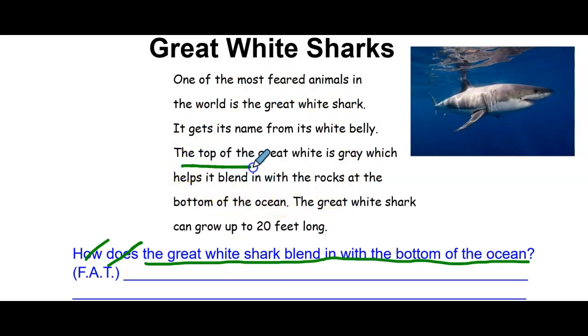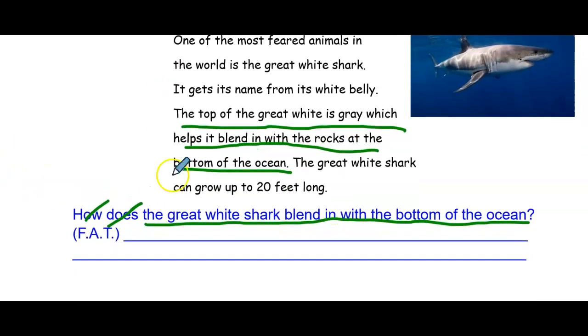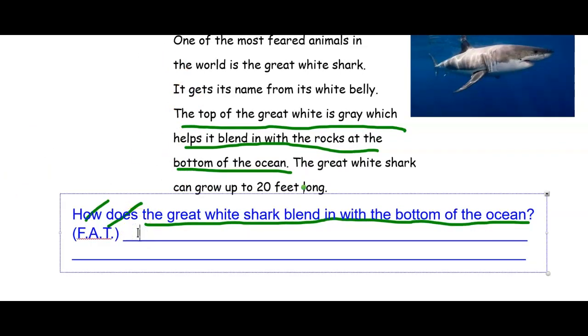I see something here. The top of the great white is gray, which helps it blend in with the rocks at the bottom of the ocean. Boys and girls, that's our answer. So I'm going to flip the question into an answer the question, and then tell where I found the answer.